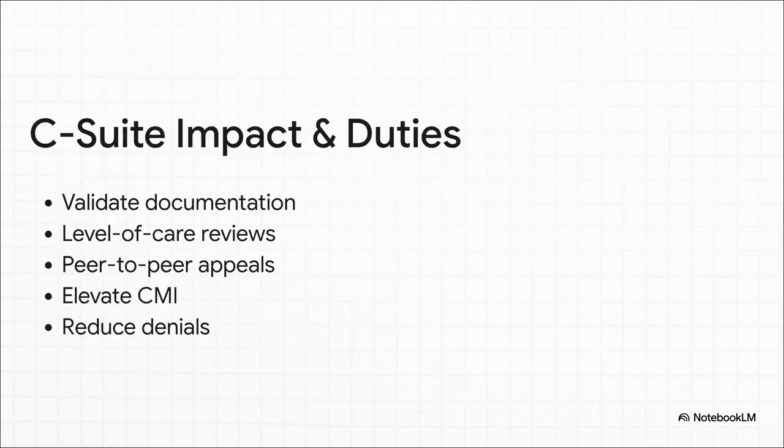And their C-suite impact is literally profound. Their core responsibilities include validating clinical documentation integrity and conducting critical level of care reviews, like the 2-midnight rule, to justify inpatient status and protect against major compliance audits. They also lead peer-to-peer appeals directly with payer medical directors. This doctor-to-doctor communication is a total game changer. It elevates the hospital's case mix index and drastically reduces medical necessity denials, all while championing a culture where providers see documentation as a natural extension of top-tier patient care.